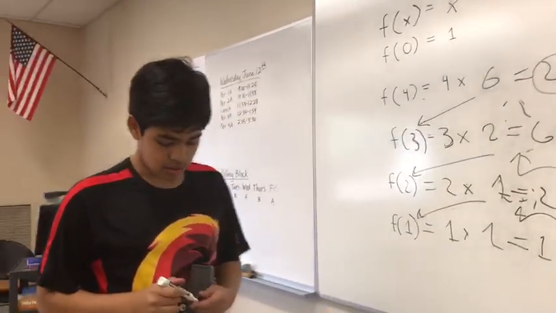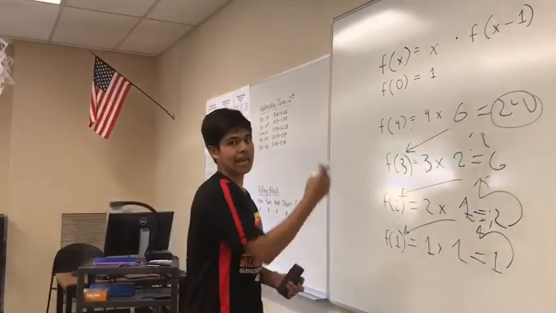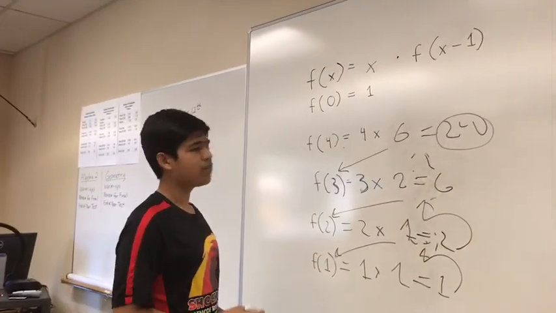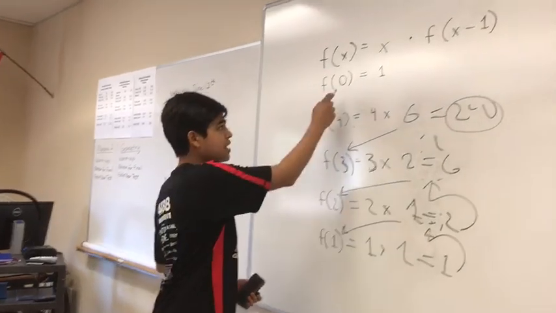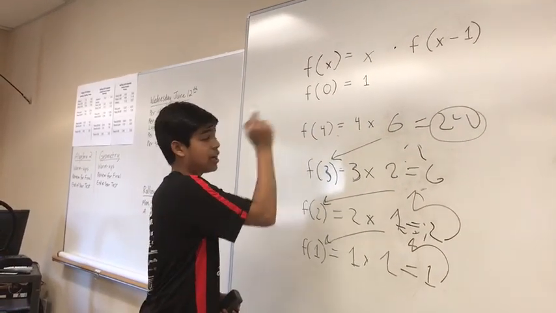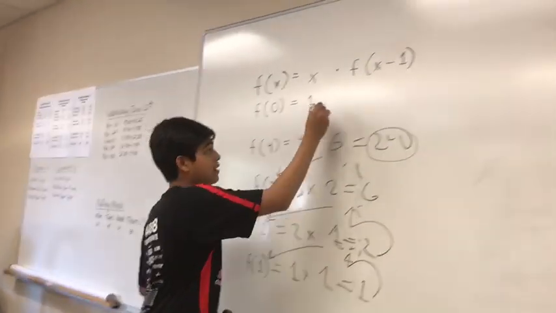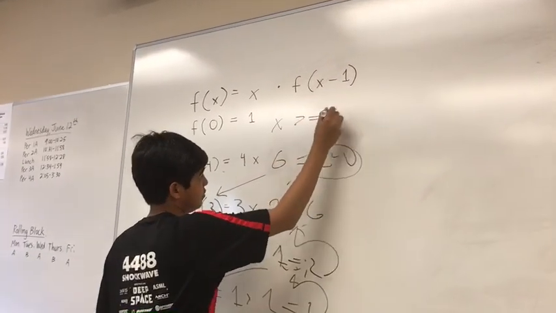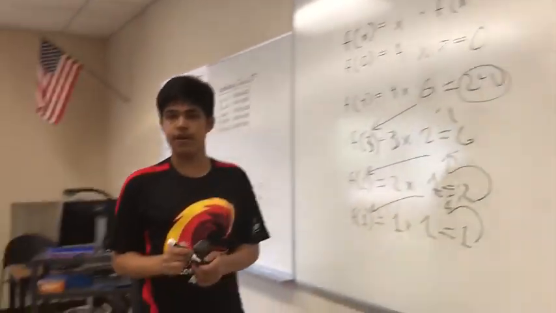But what about negative numbers, right? What if I did negative 5? The base case would never be satisfied. That's why, to help the base case out, we have to say that x must be greater than or equal to 0. And that makes sense, because you can't take the factorial of a negative number.